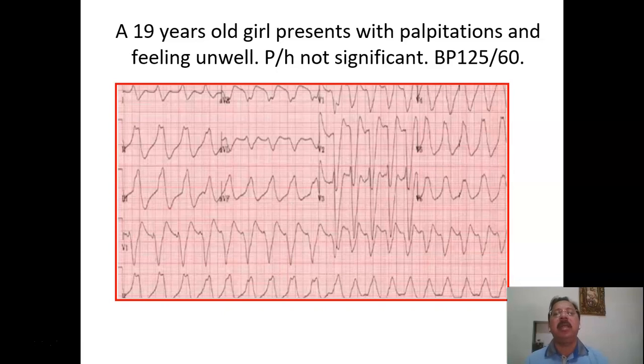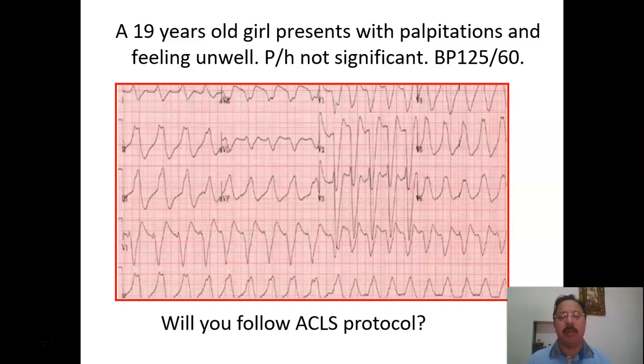So you see clinically this patient seems to be stable, and if we look at the ECG, it's a wide complex tachycardia. And we are not sure whether this is ventricular or supraventricular tachycardia. But as we have discussed, take the uncertain type of wide complex tachycardia as ventricular in origin. So we take it as ventricular tachycardia. So the question is, will you follow the ACLS protocol?